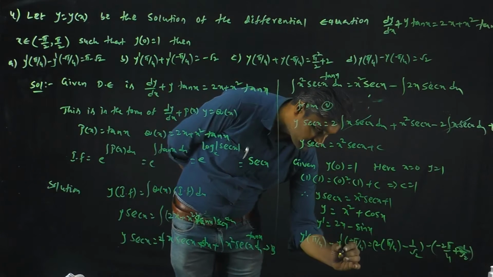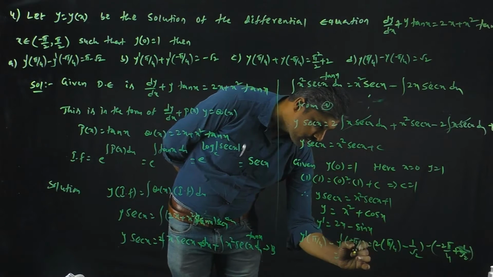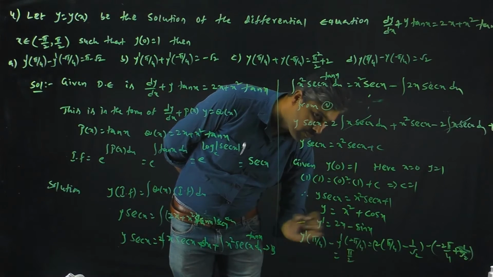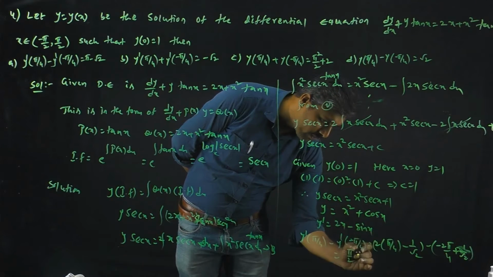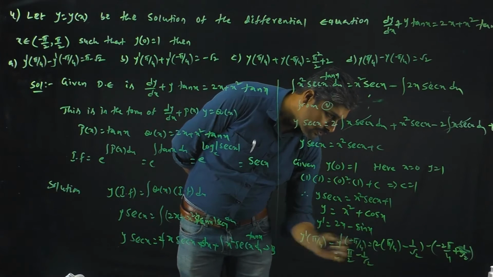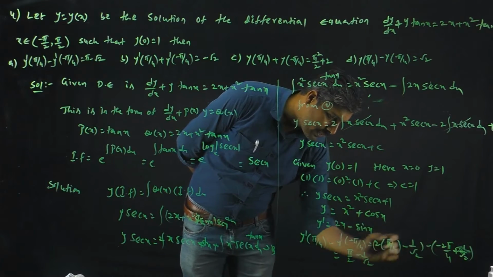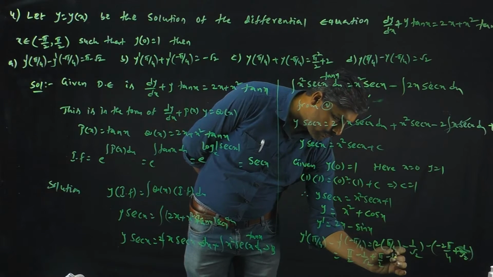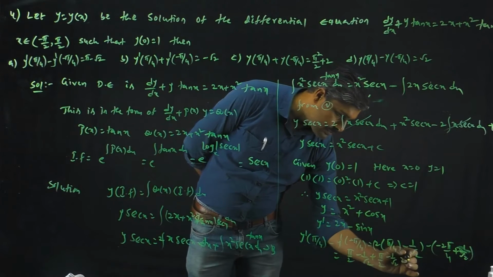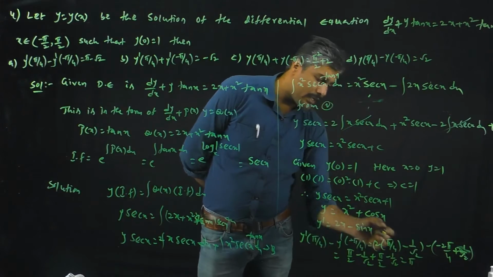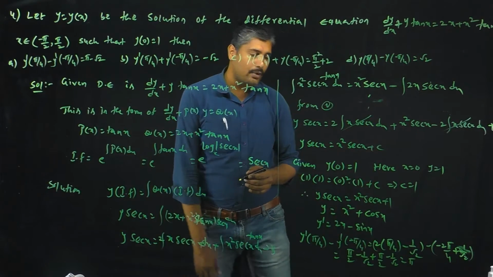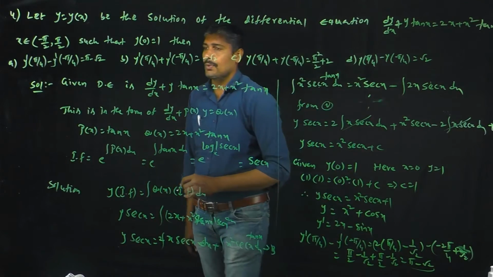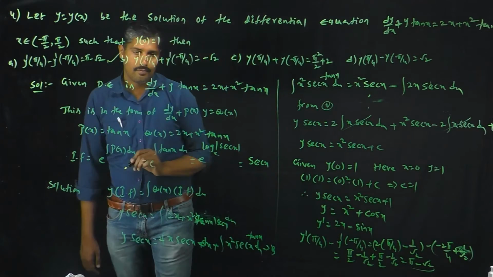Then solving this one, we get 2 into pi by 4, that equals 2 pi by 4, that equals pi by 2. Pi by 2, here minus 1 by root 2, here minus into minus is plus, that is also pi by 2, minus 1 by root 2. Pi by 2 plus pi by 2 is pi, minus 1 by root 2 minus 1 by root 2, 2 by root 2, that equals minus root 2. Therefore pi minus root 2, that is the first option, right?